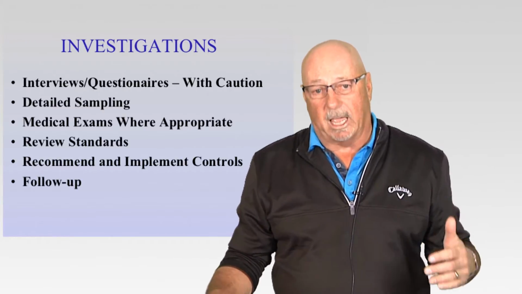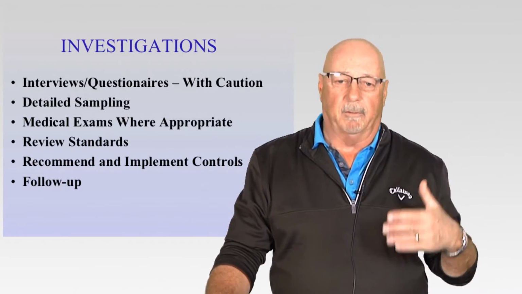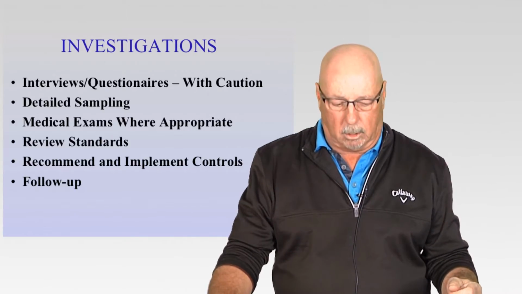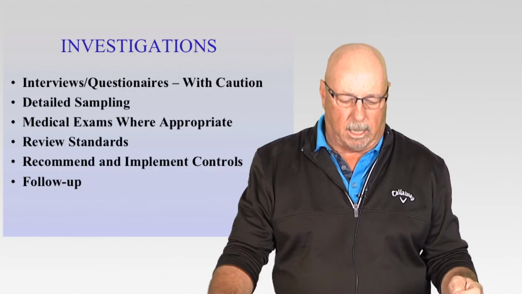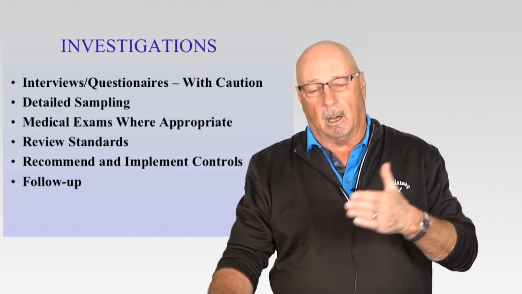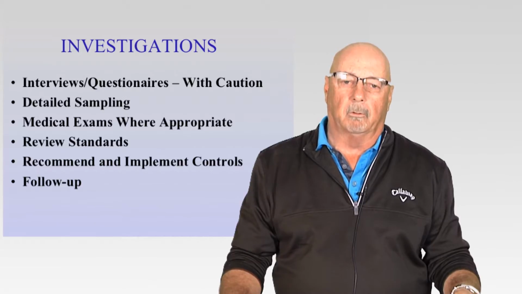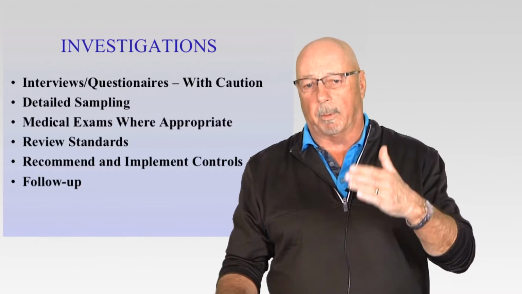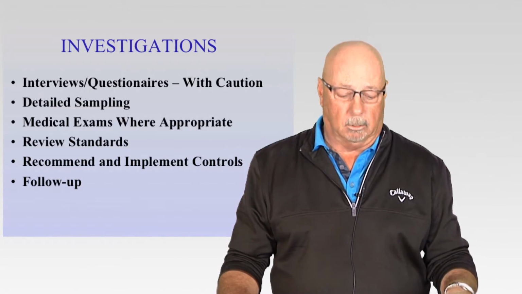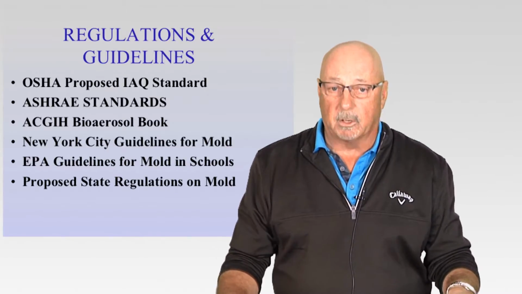We always want to review what standards we do have available to us. They are limited in number. We don't have a specific OSHA standard on indoor air quality, nor will we probably ever. But there are some standards that may apply that OSHA has. We need to be familiar with them. And then once we've done our investigation, we want to make sure that we recommend appropriate controls. And it's always a good idea, where possible, to go back and confirm that the recommendations have been implemented and do some follow-up to see whether we have problems or whether we've solved the problem.